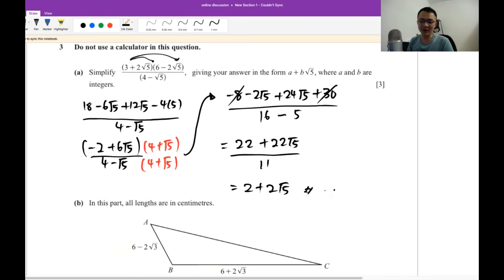Yeah, this 3 marks is a bit too much, but it's not too bad, this question. I mean, it won't be too difficult, so I hope you can do it.